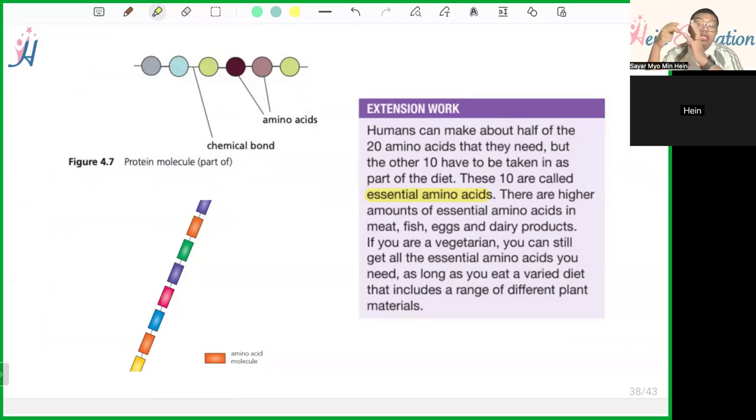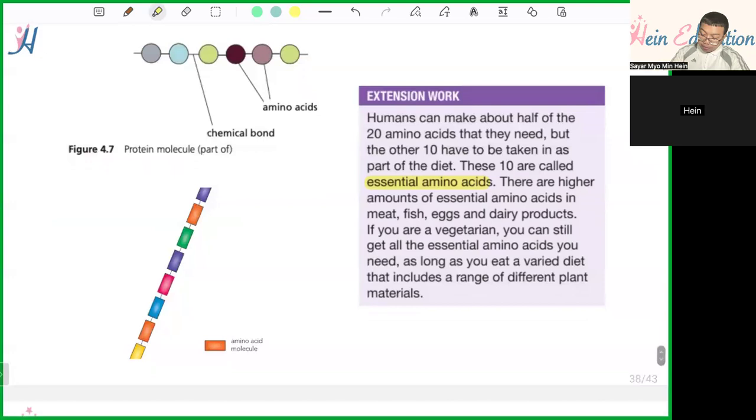Again, amino acids can also be further subdivided into two groups. One is essential amino acids, and another is non-essential amino acids. Okay, so these are all about proteins. And one more thing, proteins are used for growth and repair in our body as well.